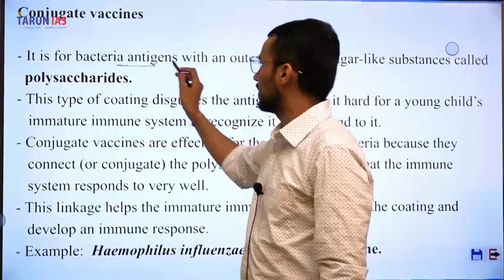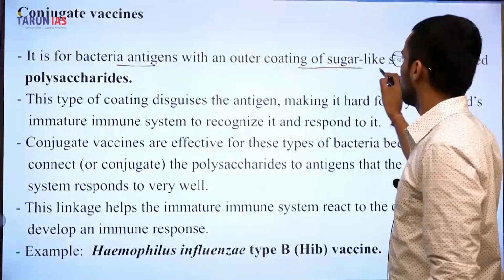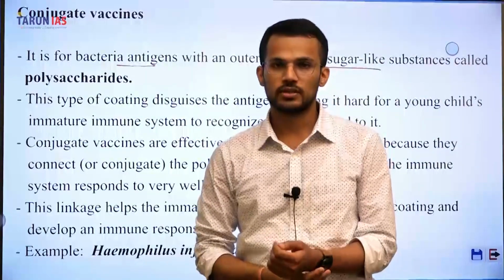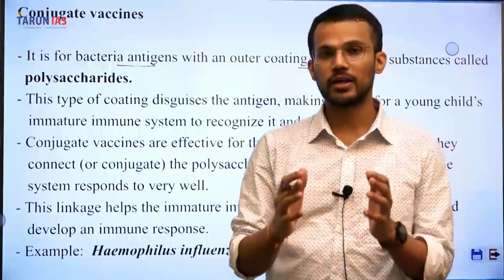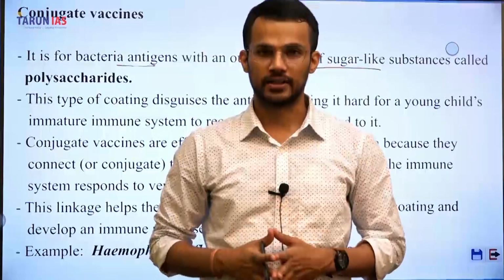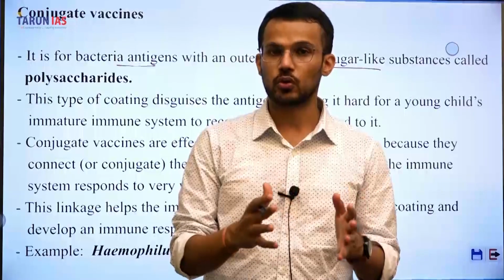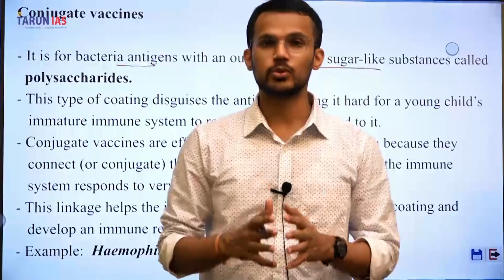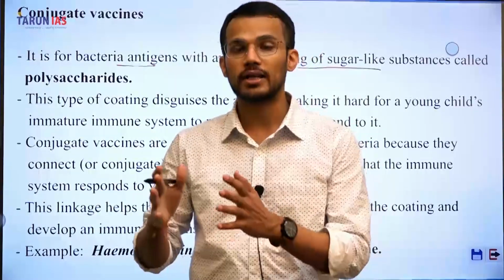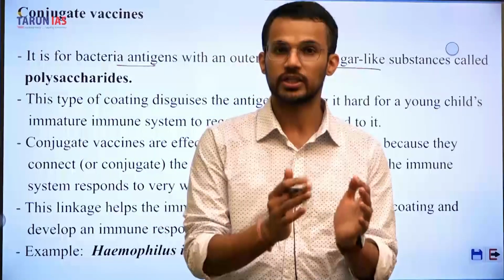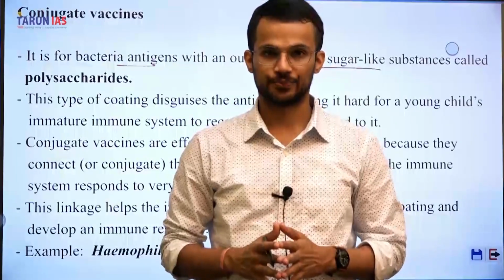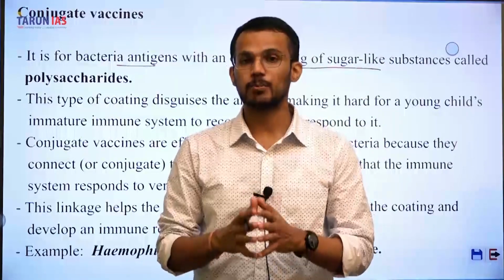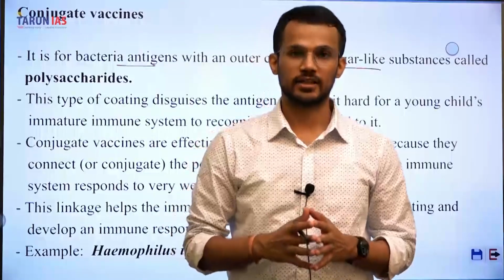So it is for those bacteria antigens with an outer coating of a sugar-like substance called polysaccharides. So there are certain bacteria who have a sugar coating of polysaccharides, and as a result of this coating, people or children who have a weak immune system will not be able to identify these bacteria because of the coating of the polysaccharides. And hence, how can we prevent the diseases caused by these bacteria?